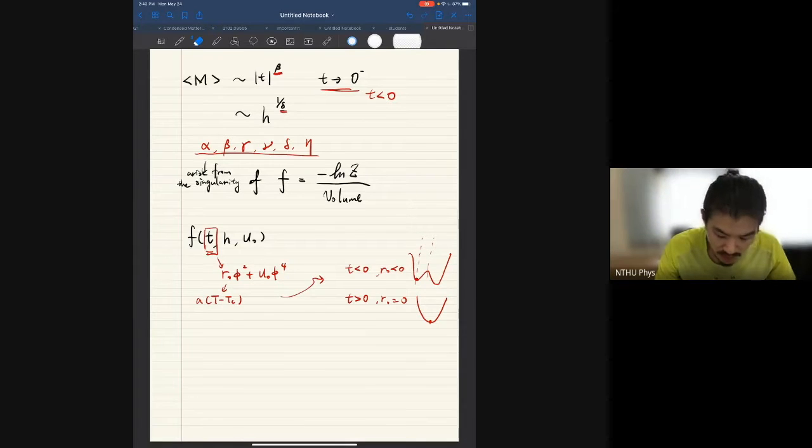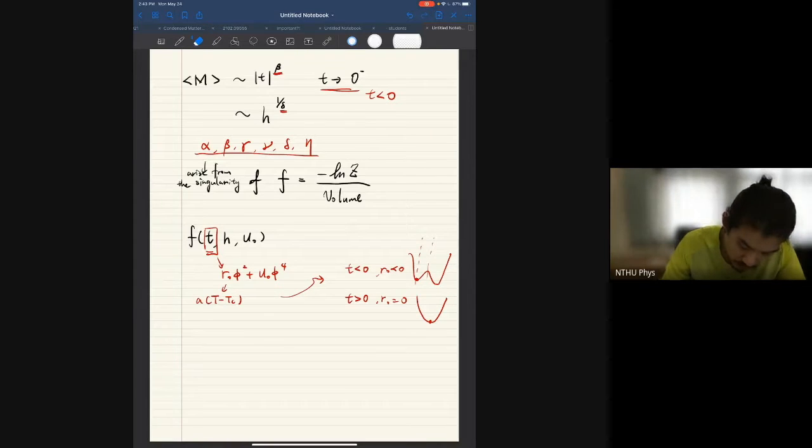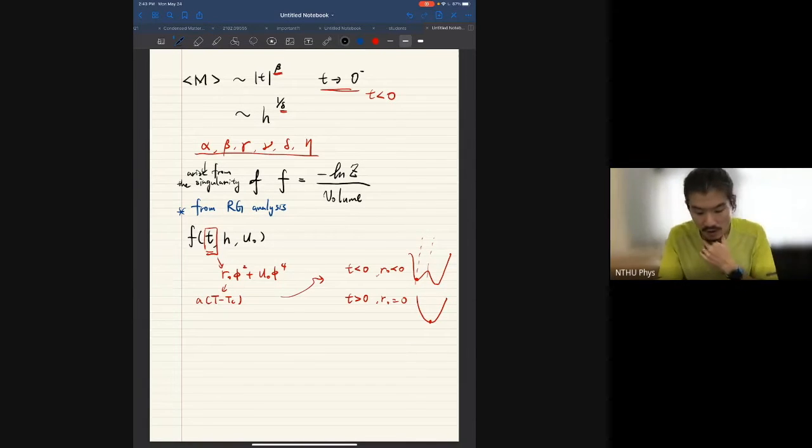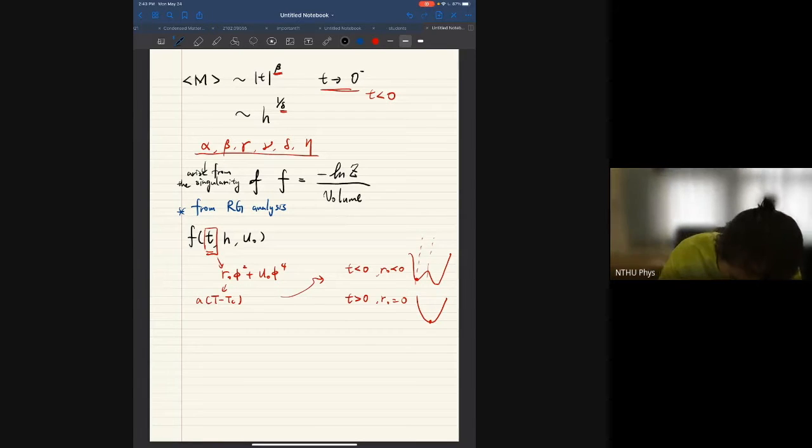So the purpose now is that we're trying to study the divergence or the singularities of the free energy from the RG point of view, where we did some analysis before. So we put in the question from the RG analysis: we should know how the free energy density behaves under RG.